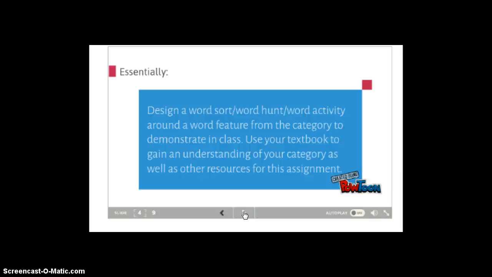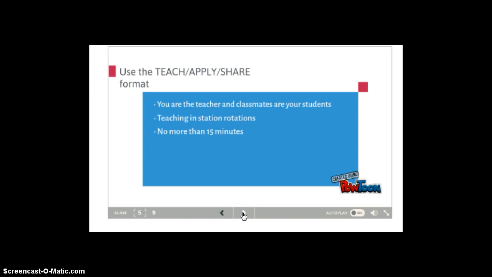You can use your textbook to gain an understanding of your category. So let's say you chose the CVC with the silent E pattern from the within word category. Then you're going to go to the chapter about within word patterns and learn about that particular feature inside that category. There are other resources available to you as well. One of them being online on our Moodle course.